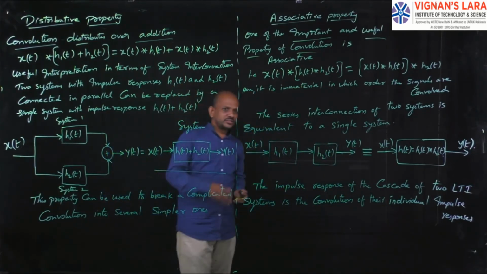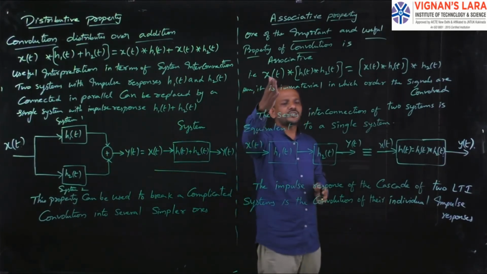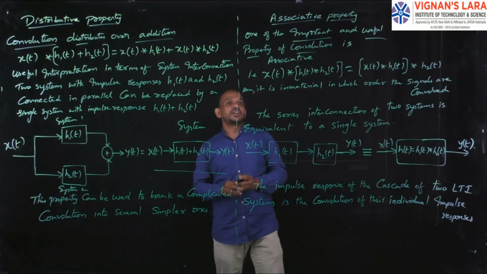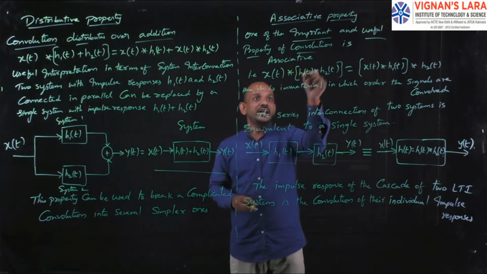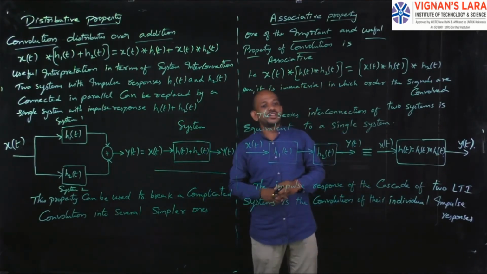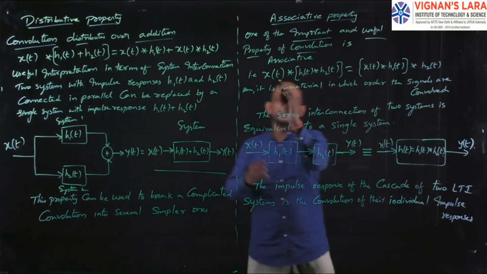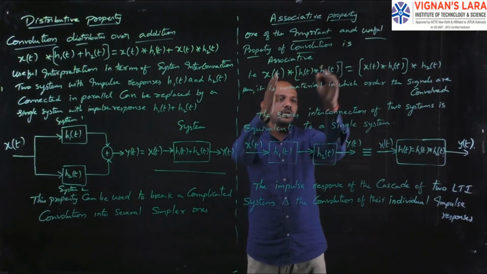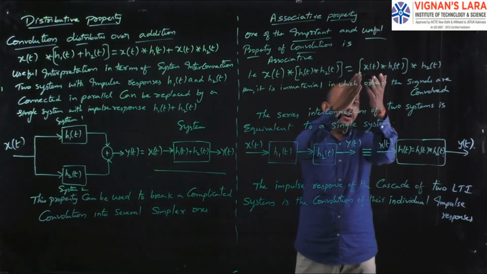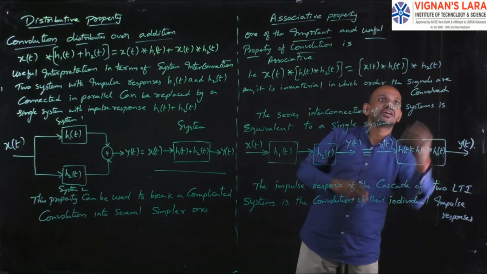So with respect to convolutions, how can I write the associative property? x of t convolution h1 of t convolution h2 of t will be equal to x of t convolution h1 of t convolution h2 of t. See here, x of t is separate, that is convolved with the combination of h1 of t convolution h2 of t, and that will be equal to x of t convolution h1 of t, and this combination is convolved with h2 of t.